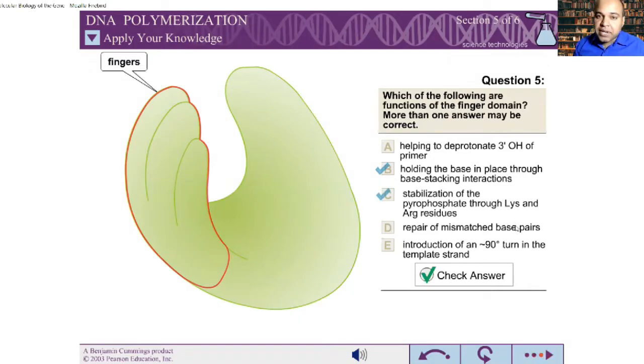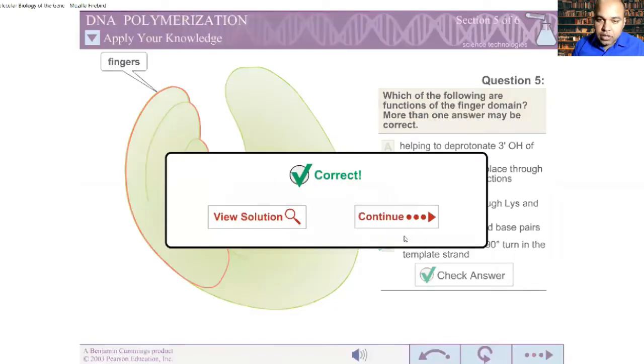Repair of mismatch base pair: no, this is not done. Introduces a 90-degree turn in the template: yes, it is because of this finger domain that a 90-degree turn is introduced in the DNA molecule. Now we will check the answer. Correct. So these are the three options which are correct.